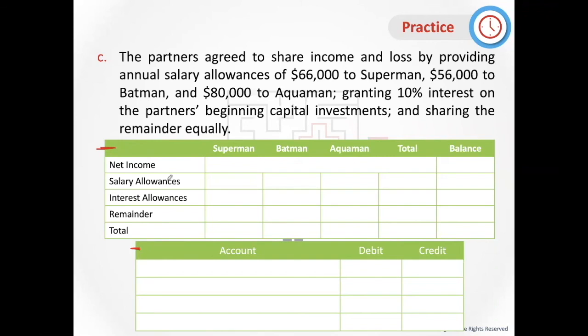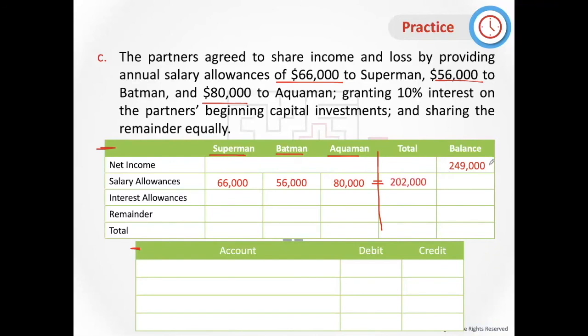This table is used to help us before we do the journal entries to figure out how we divide this income. The first line, let's put the total balance of the net income in, which is the $249,000. The next line is salary allowances. We'll give the salary to each Superman, Batman, and Aquaman as listed above. Superman's would be $66,000, Batman's would be $56,000, and Aquaman's would be $80,000. So the total's right there. We're going to add them up to get the total of salary to all three. When you add these up, you get $202,000.